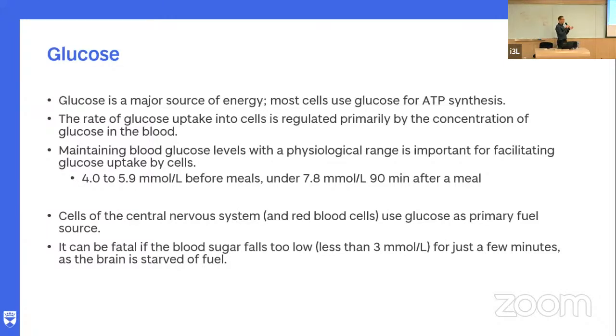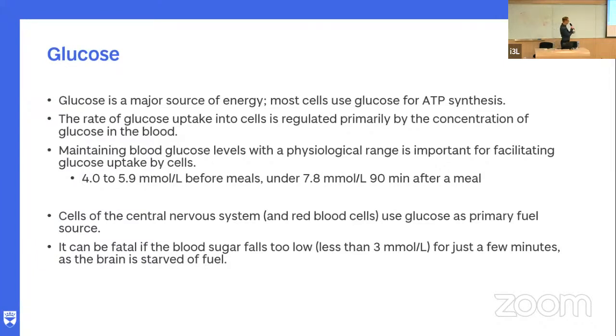Now, it's important that we maintain blood glucose concentration within that range because there are some specific cell types within the human body that can only use glucose as their primary fuel source. That includes red blood cells, but more importantly, cells of the central nervous system. So it's important that these nerve cells are receiving enough glucose in order to generate ATP. Clearly, if the blood glucose concentration drops for any significant period of time, we're starving those important cells of the central nervous system, and that clearly is going to have quite a significant impact on physiological function.